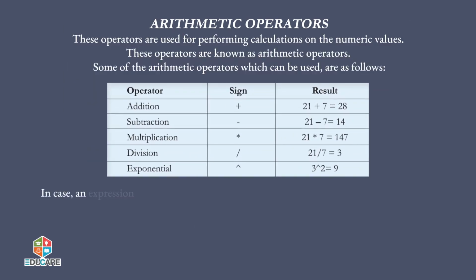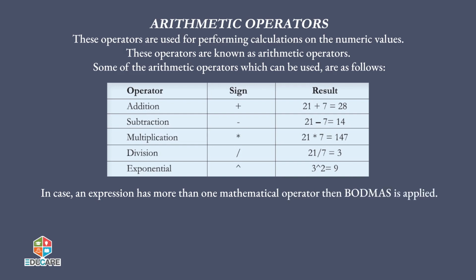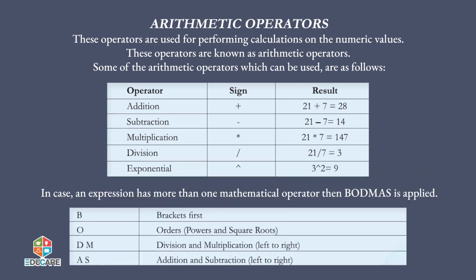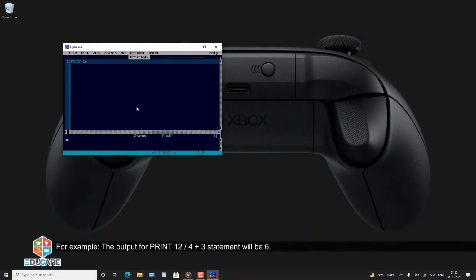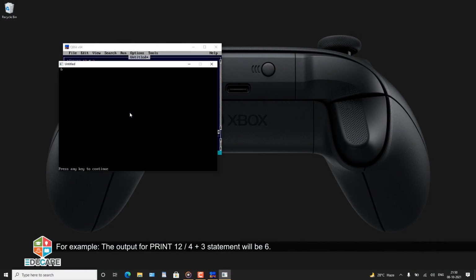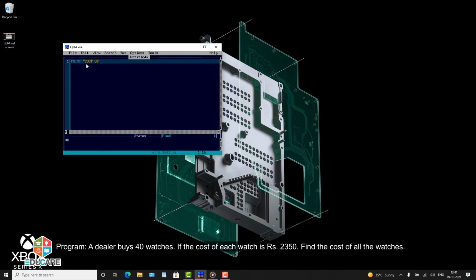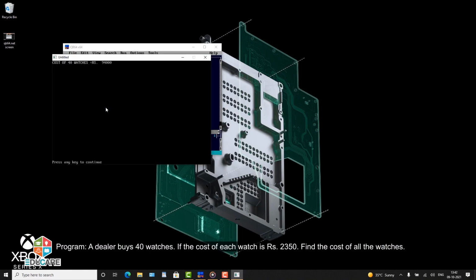In case an expression has more than one mathematical operator, then BODMAS is applied. B, brackets first; O, orders, powers and square roots; DM, division and multiplication, left to right; AS, addition and subtraction, left to right. For example, the output for the print 12/4 plus 3 statement will be 6. Program. A dealer buys 40 watches. If the cost of each watch is 2,350 rupees, find the cost of all the watches.